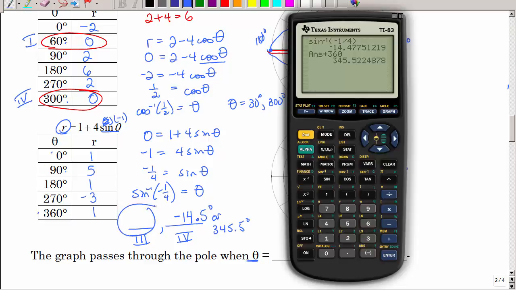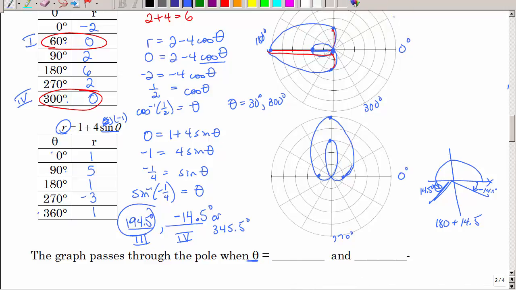But how do I get quadrant 3? Well, I think about reference angles. Okay, so if this is negative 14.5 degrees, my reference angle over here is also 14.5 degrees. But I need to go from 0 all the way around. So I need to add 180 to my 14.5. And I get 194.5 degrees.